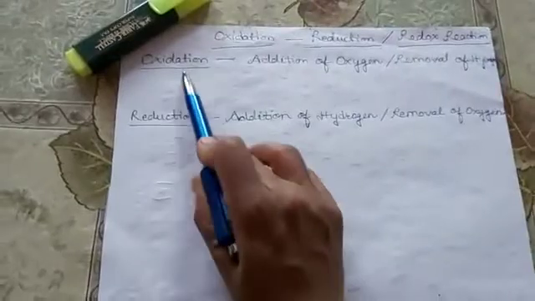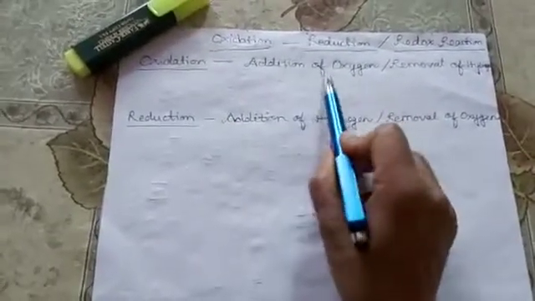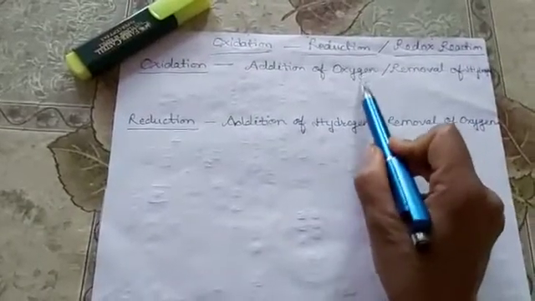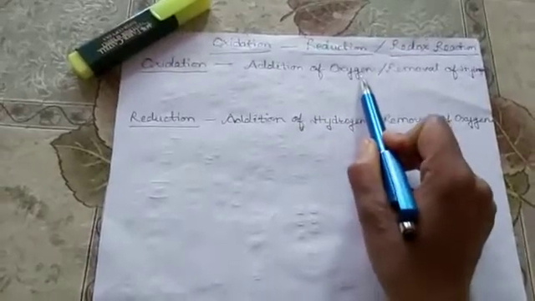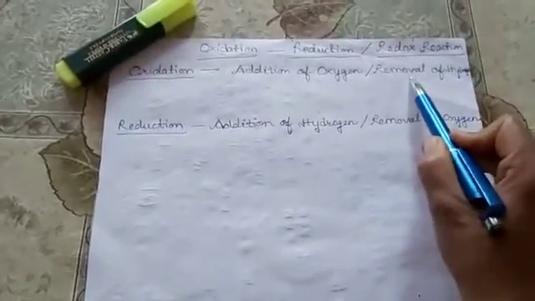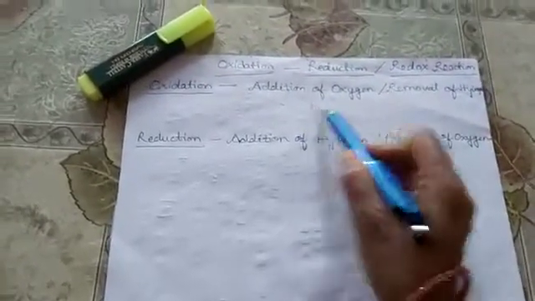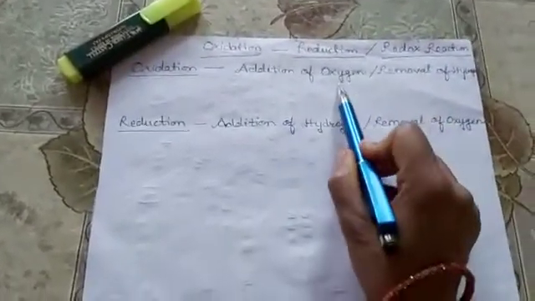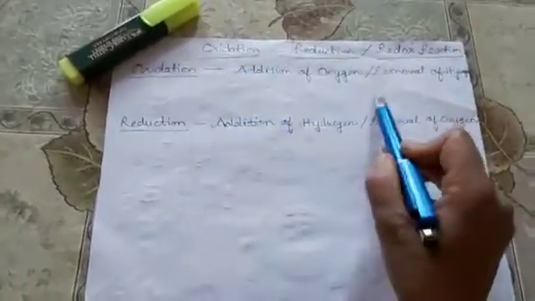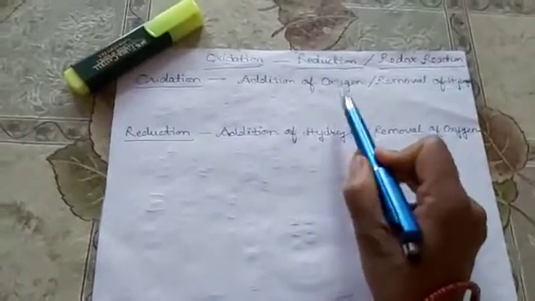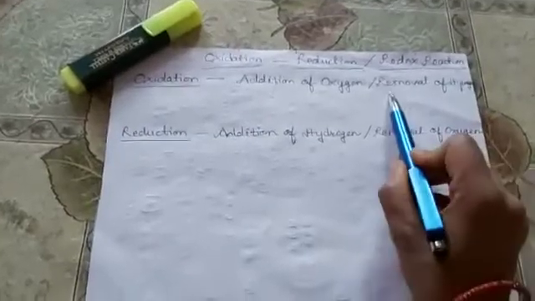The first term, oxidation, simply means addition of oxygen in any component. It can be any compound, any metal or any element. It also denotes the removal of hydrogen from that compound. So if oxygen is added to any compound, it is called an oxidation reaction. Or if any compound in which hydrogen is present and that hydrogen is removed, then also the process will be called oxidation.